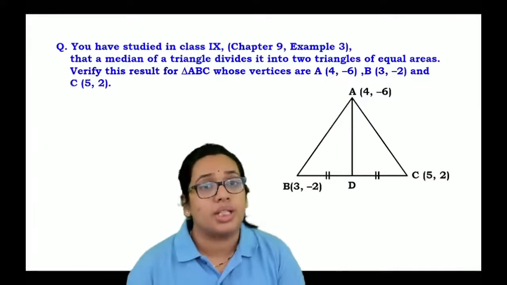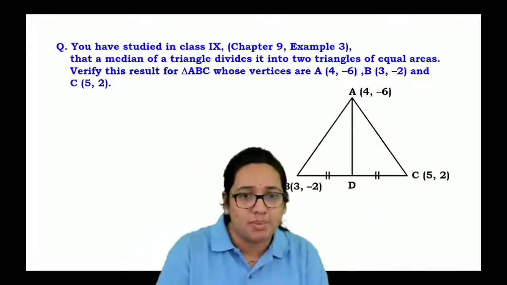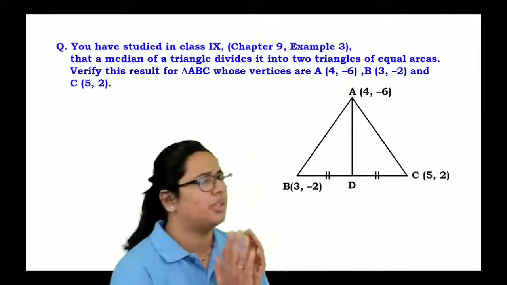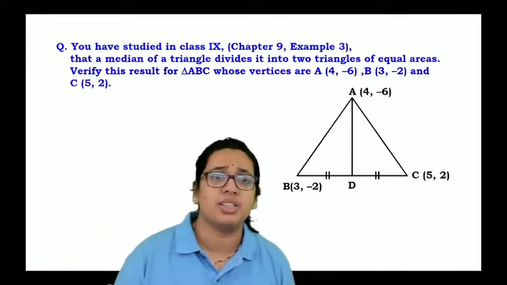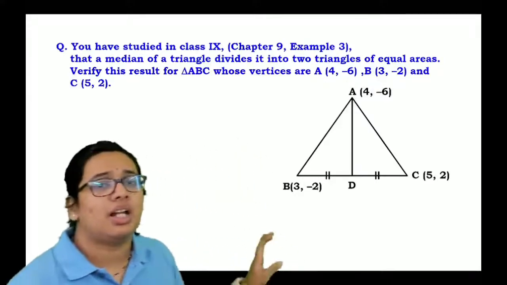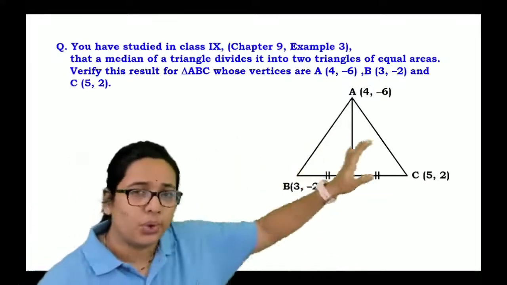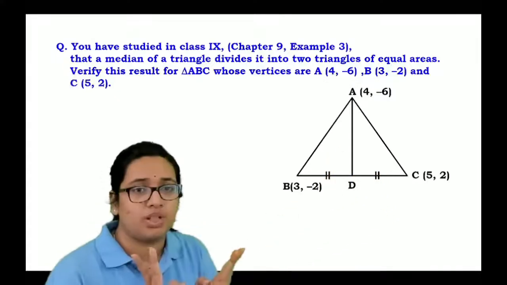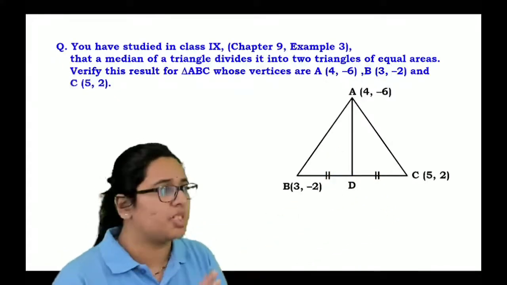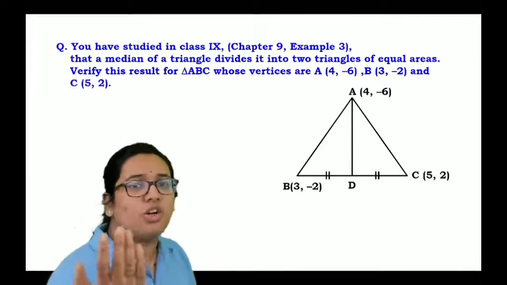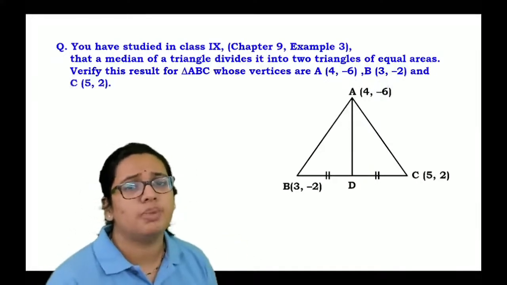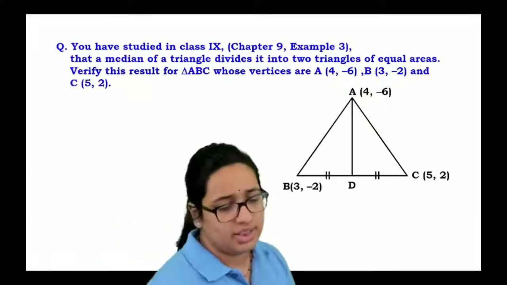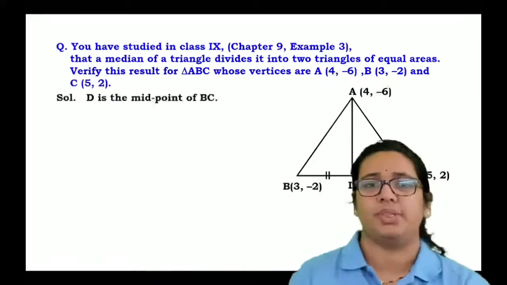Okay, so in 9th you may have studied this result, otherwise in this case what you have to do is verify. So what does it mean? When can we say that the whole area is divided into two equal parts? You have to check first what will be the area of ABD, ACD and the whole ABC. Okay? Just go through it. See.